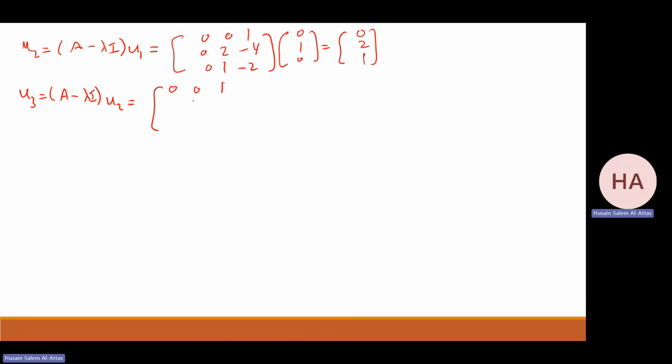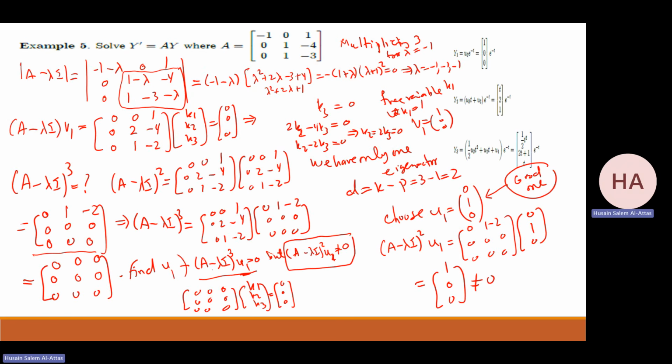Then we'll find U3, which is A minus lambda I times U2. That will be the same matrix times U2. This is U2: 0, 2, 1. That gives me what? First column, that gives me 1. The second column, 4 minus 4, that is 0. The third row times the column, it will be 2 minus 2, which is 0. Notice this is 1, 0, 0, which is the same as my eigenvector or a scalar multiple. This is a checkpoint.